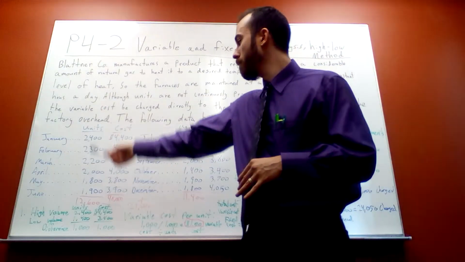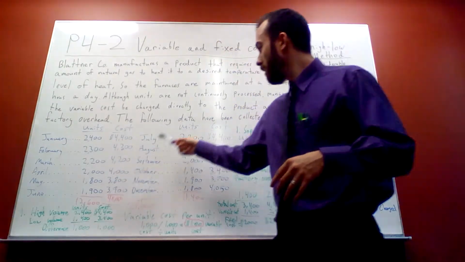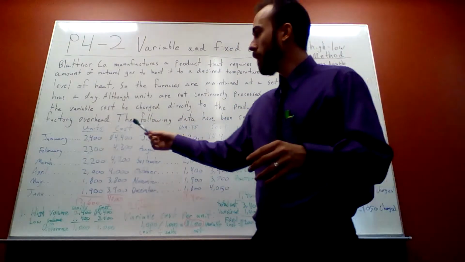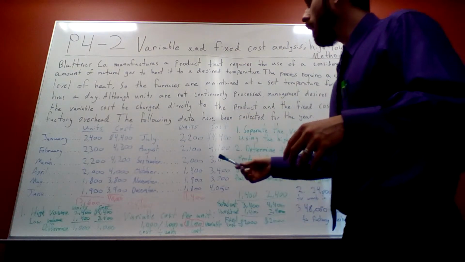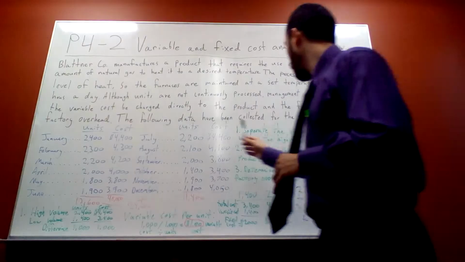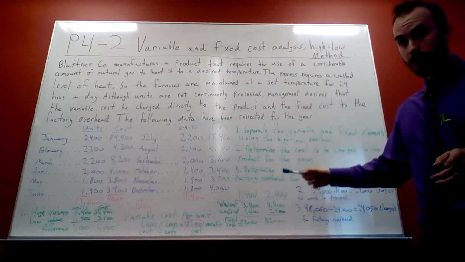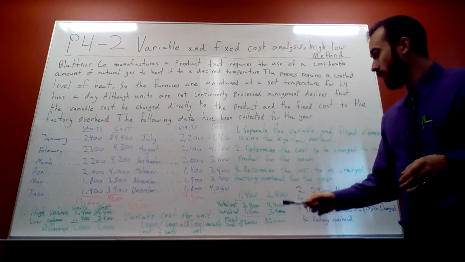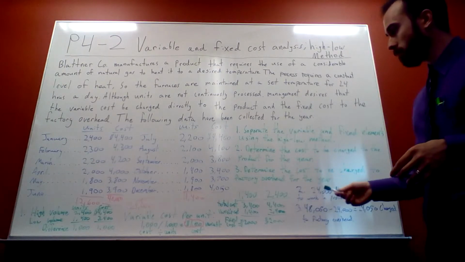As you can see here, we have every month, January through December, and this is the units, and this is the cost. Using the high-low method, we're going to break it down and factor out what's variable versus what's fixed. I did it down here. The questions are: first, separate the variable and fixed elements using the high-low method. Second, determine the cost to be charged to the product for the year. And third, determine the cost to be charged to factory overhead for the year.